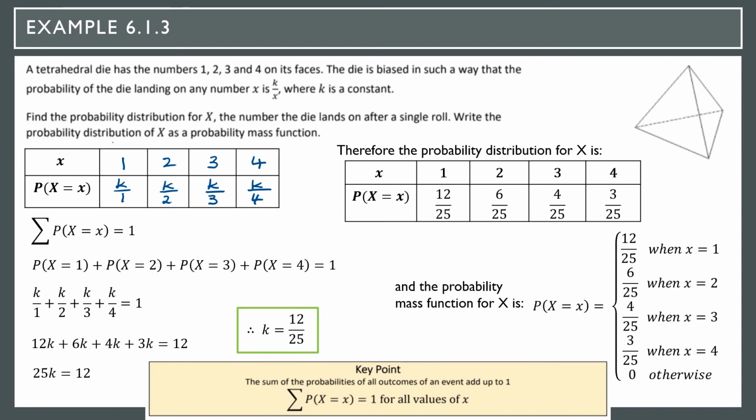So hopefully everybody has attempted to define both the probability distribution and the probability mass function. To quickly recap, we have taken the sum of the probabilities of all outcomes for this event and equated them to 1. This has allowed us to create an equation involving k which we can then solve. Here I have just multiplied by 12 and that's just because it's the lowest common multiple, so it's allowed me to remove the denominator. From here we should all find that k is equal to 12 over 25. This can then be substituted into both your probability distribution and your probability mass function, and we should have final answers in the following form.